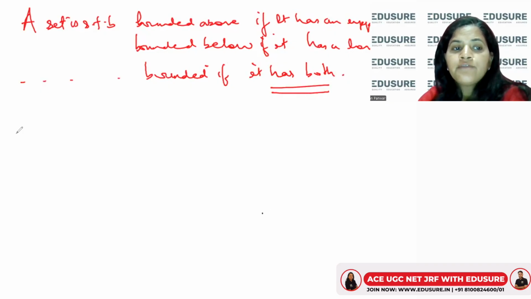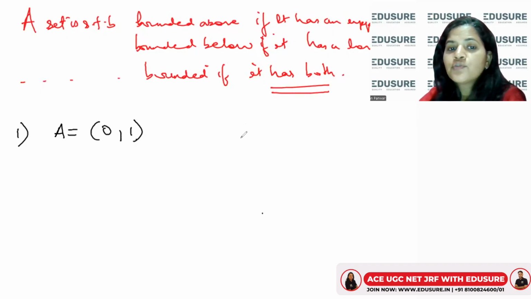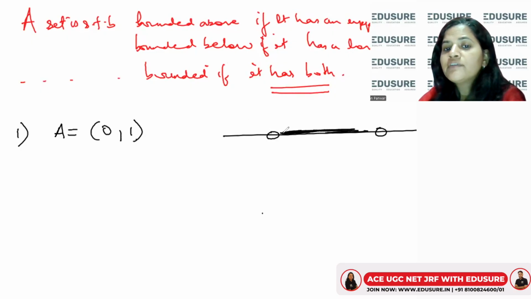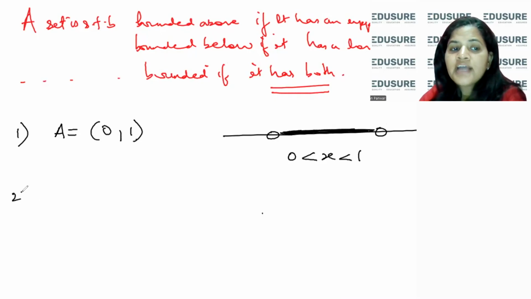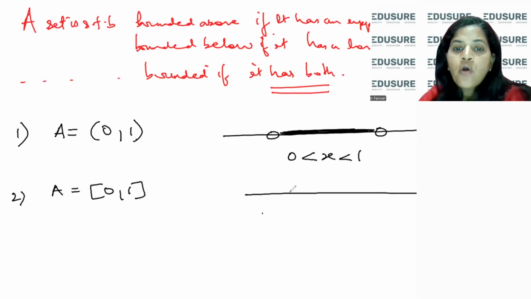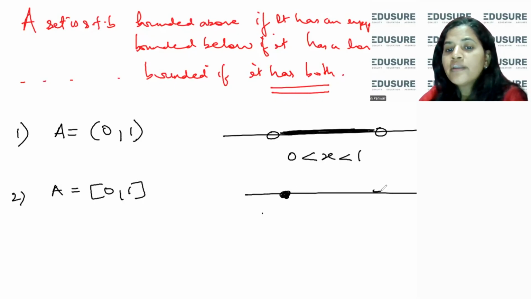So the first example is A is the open interval (0, 1). So you can see that the elements are between 0 and 1, but 0 and 1 are never attained. 0 less than x less than 1. Example number 2 is the closed set [0, 1], where all the elements from 0 to 1 are included. So the bounds 0 and 1 are attained.